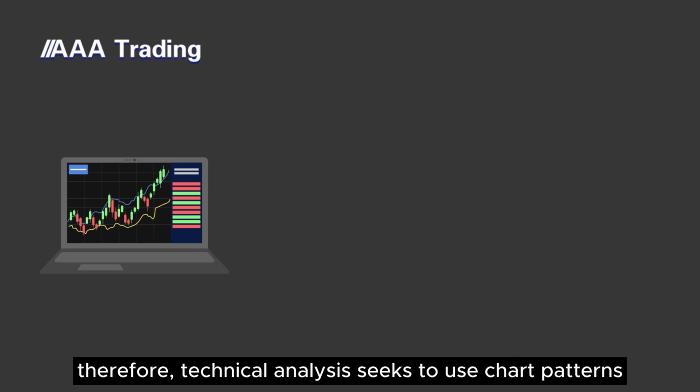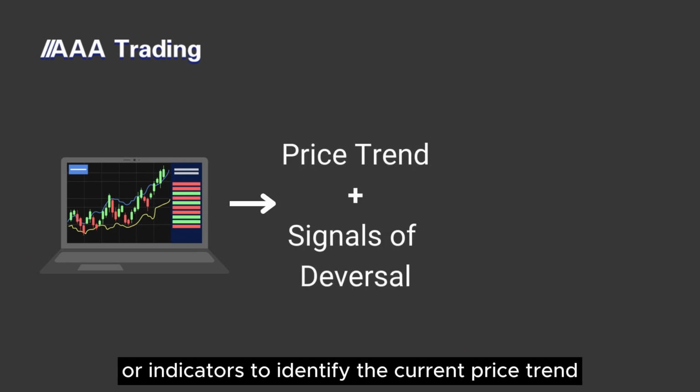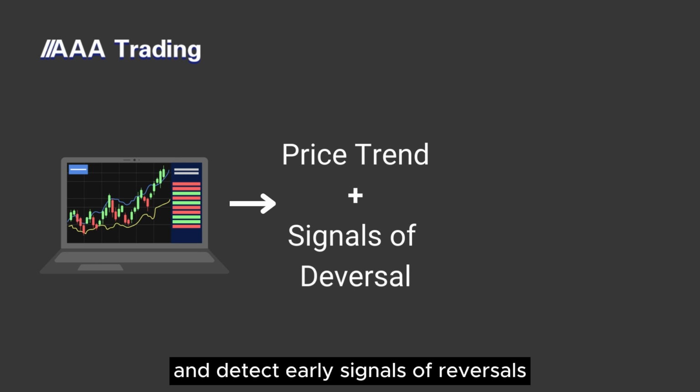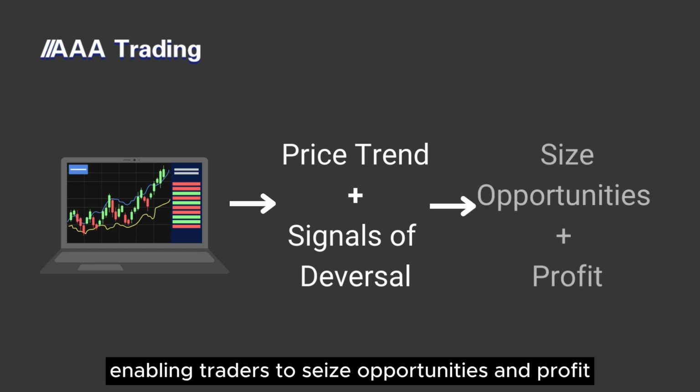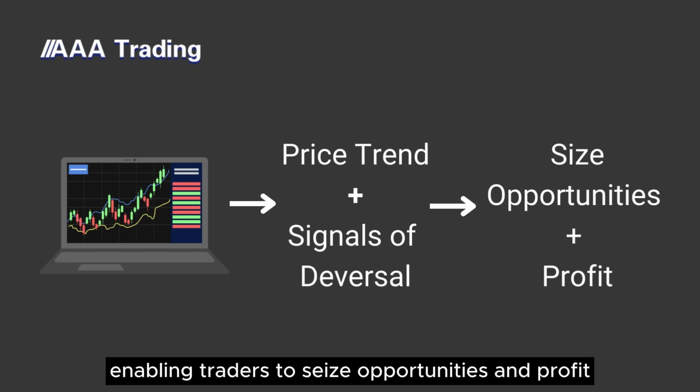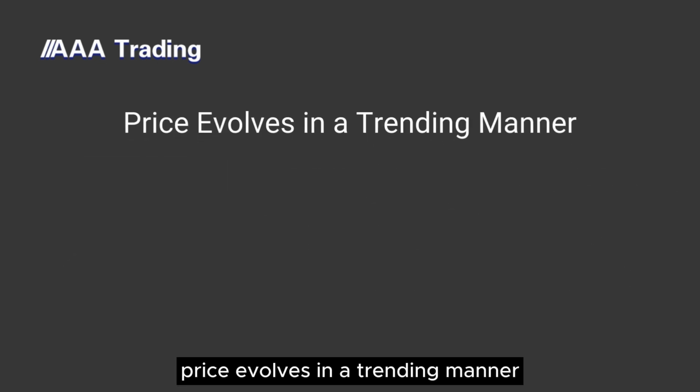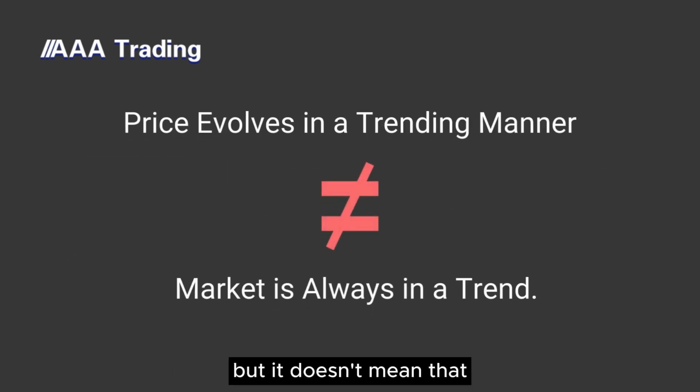Therefore, technical analysis seeks to use chart patterns or indicators to identify the current price trend and detect early signals of reversals, enabling traders to seize opportunities and profit. Price evolves in a trending manner, but it doesn't mean that the market is always in a trend.